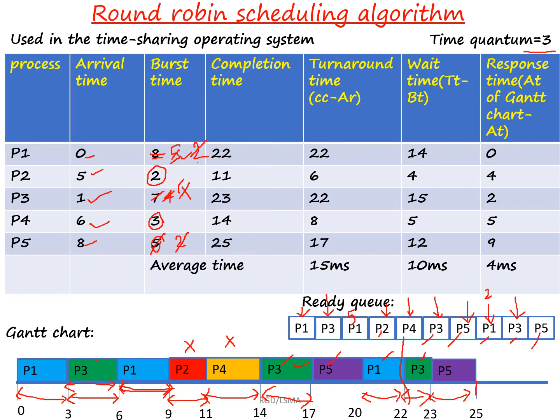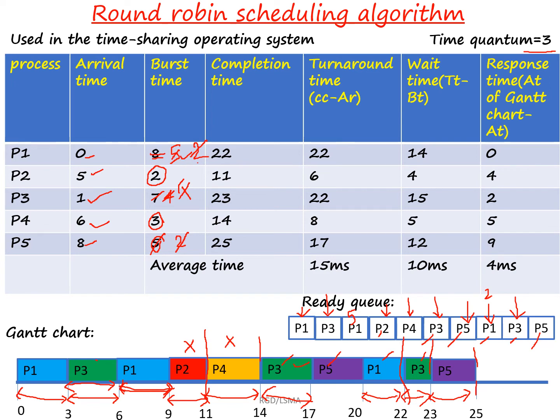Similarly, the P2 process completed its execution at the value of 11, the P3 process completed its execution at the value of 23, and the P4 process completed its execution at the value of 14. The P5 process completion time is 25. So based on this, you can fill up the completion time.